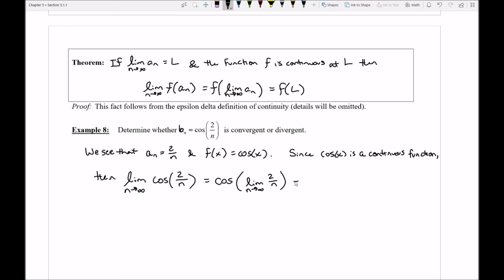Once I have this, I can see that the limit of 2 over n as n goes towards infinity is just going to turn into 0. Oh, and what's the cosine of 0? Well, that's 1. So here I have a limit of 1. And notice I've calculated the limit here. I didn't even have to convert to any sort of matching function. If I had this kind of composition of a sequence inside of another function, a limit can bypass that function, provided it's a continuous function.